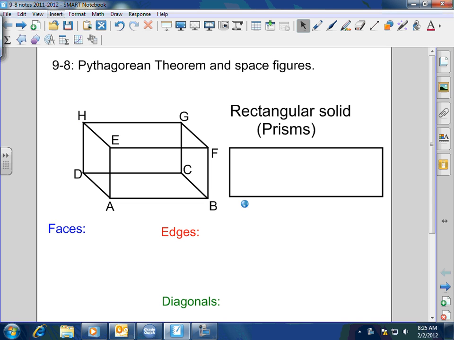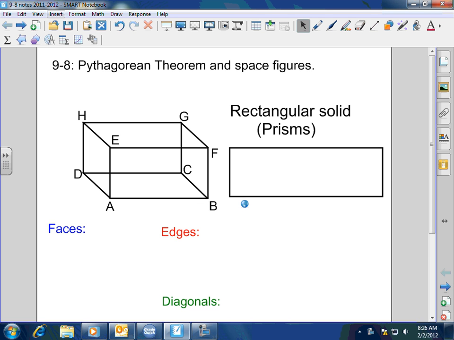Alrighty. So we're here at the last section that we're going to cover for Chapter 9. Pythagorean Theorem and space figures. When we're talking about space figures, we're talking about 3D figures, three-dimensional. Think of a box or even a book. A book is 3D because it has a width, a length, and a depth. There's 3 dimensions to it. So that's what we mean by space figures.